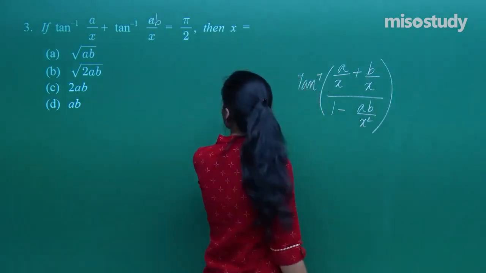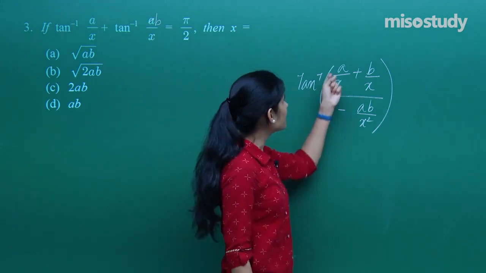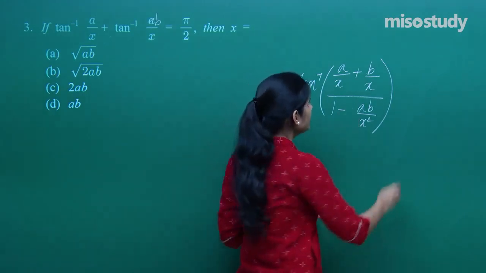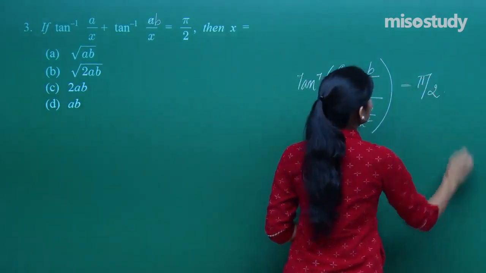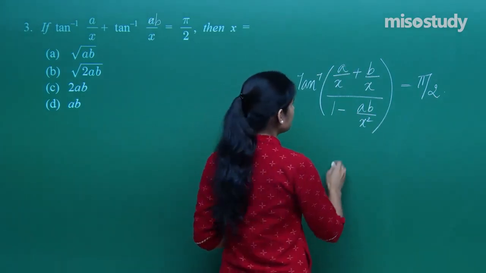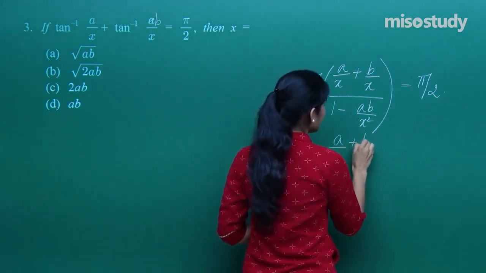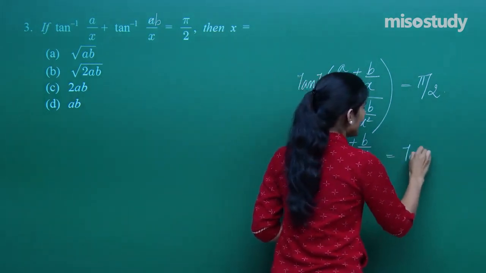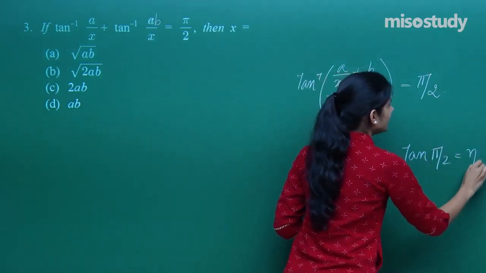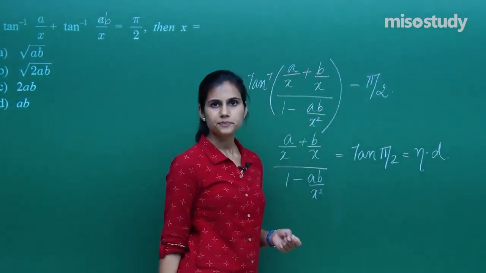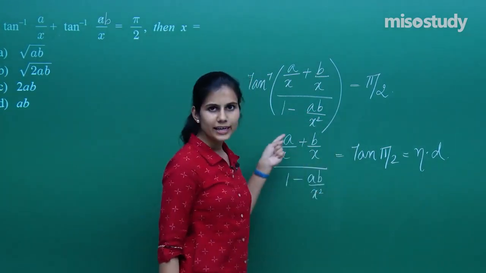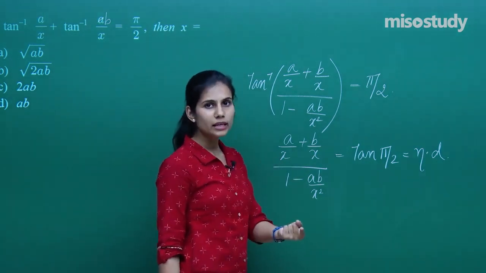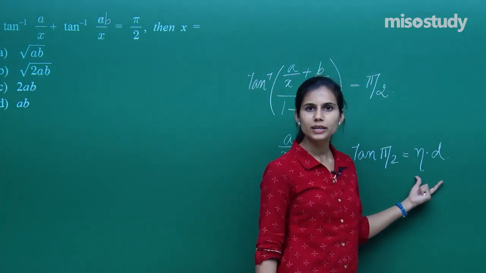Right? Tan inverse of a by x plus tan inverse of b by x is tan inverse of a by x plus b by x upon 1 minus a by x into b by x, which is ab by x square. This is given to be pi by 2. Now realize one very nice fact about the tan function: this would mean a by x plus b by x upon 1 minus ab by x square is tan pi by 2, which is an undefined quantity. If this quantity is not defined, that can only happen when the denominator is 0. Only then can this quantity not turn out to be a real number, in which case it becomes undefined.